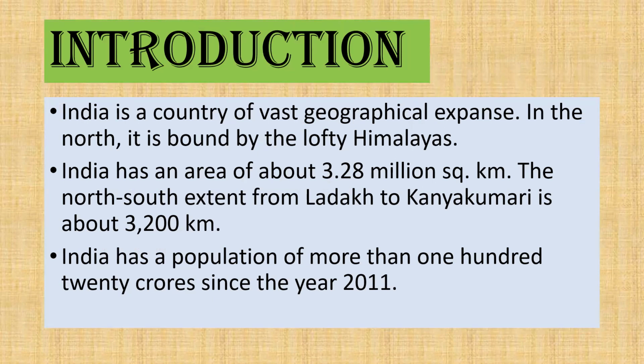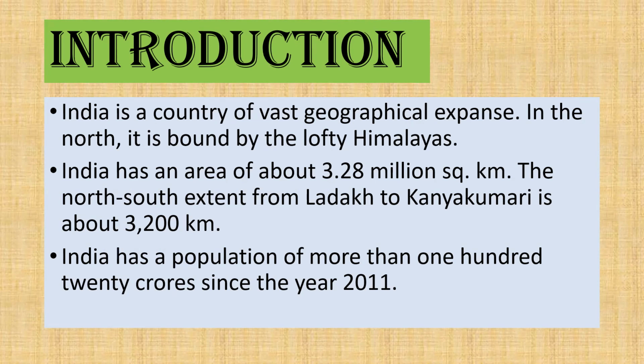So, class, as you all know, India is bounded in the north by the lofty Himalayas, the Arabian Sea in the west, the Bay of Bengal in the east, and the Indian Ocean in the south, which washes the shores of the Indian peninsula. And do you know that India has an area of about 3.28 million square kilometers? The north-south extent from Ladakh to Kanyakumari is 3,200 kilometers, and the east-west extent from Arunachal Pradesh to the Rann of Kutch is about 2,900 kilometers.